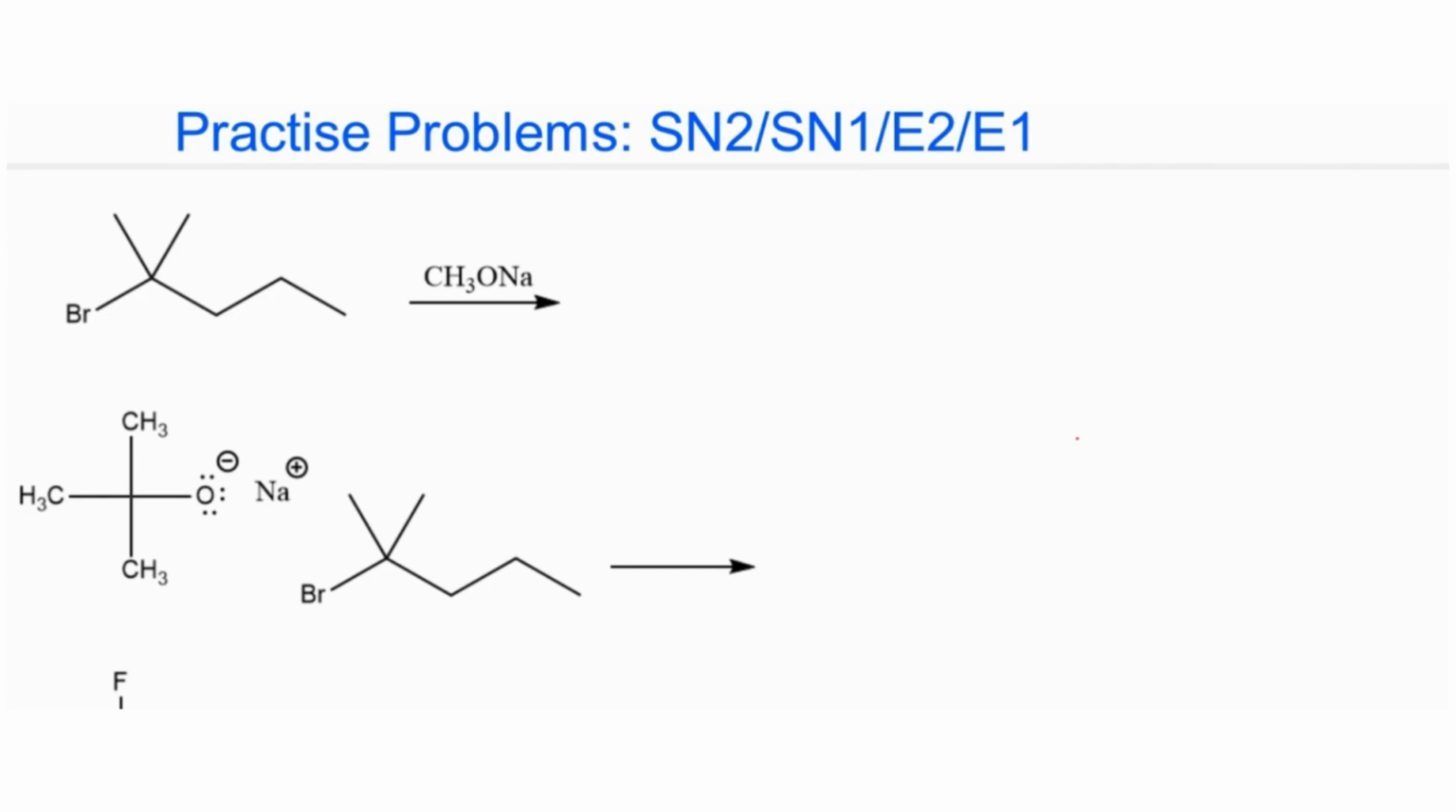In the last lecture we discussed some problems based on SN1 and SN2 reactions. Here we selected a few more problems. As I told you, students mostly get confused when reactants are given as to which pathway it should proceed by, whether SN2, SN1, E2 or E1.